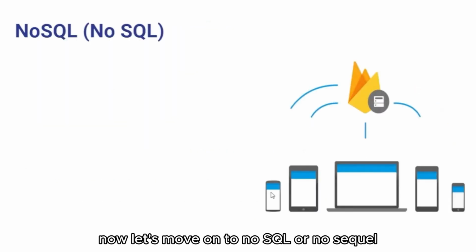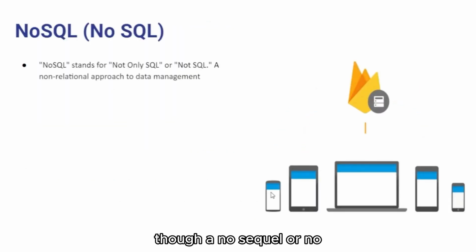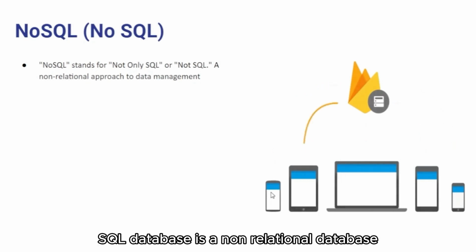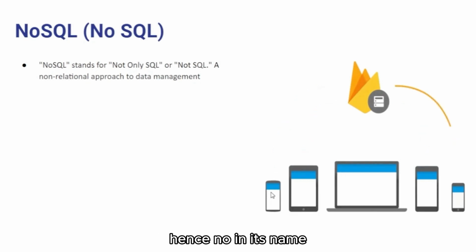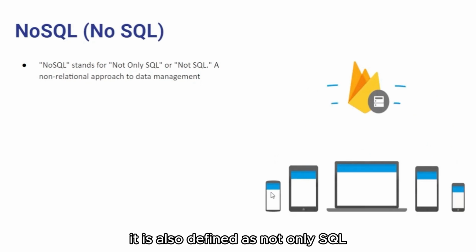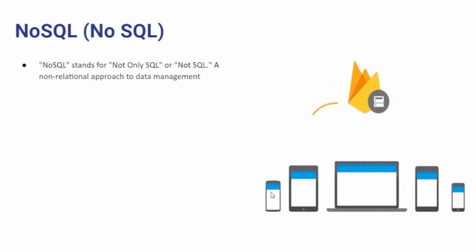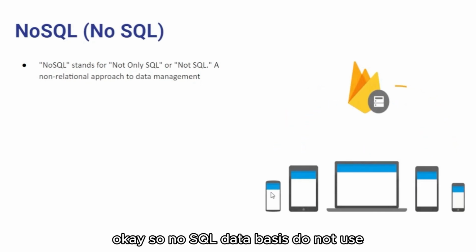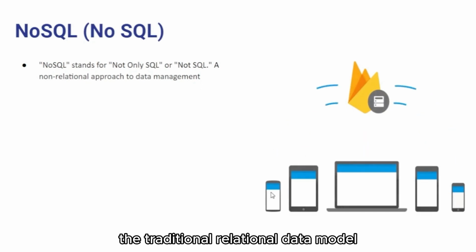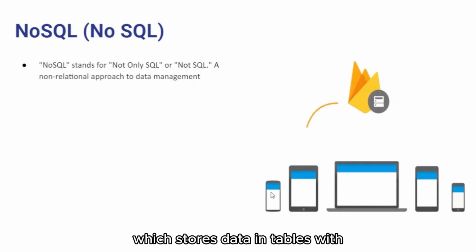Now let's move on to NoSQL. A NoSQL database is a non-relational database, hence the "no" in its name. It is also defined as "not only SQL". NoSQL databases do not use the traditional relational data model, which stores data in tables with fixed columns and relationships.